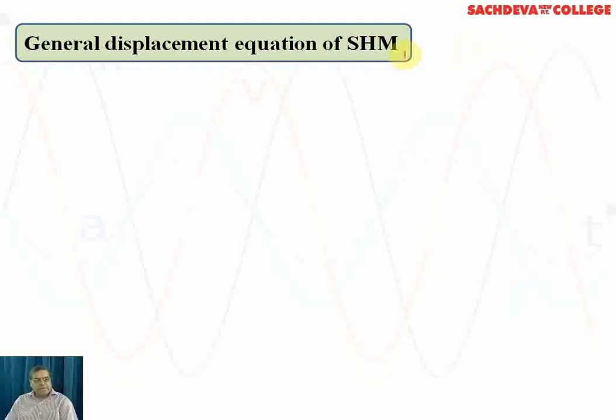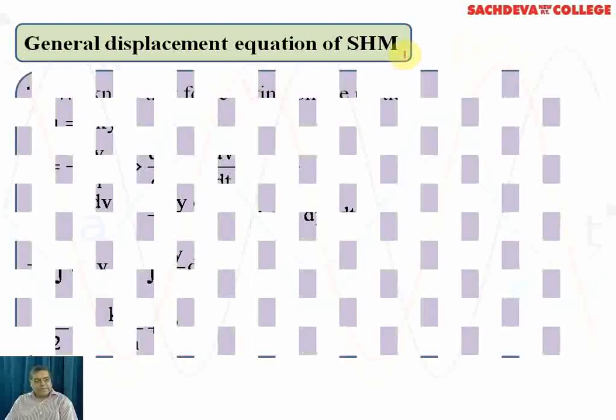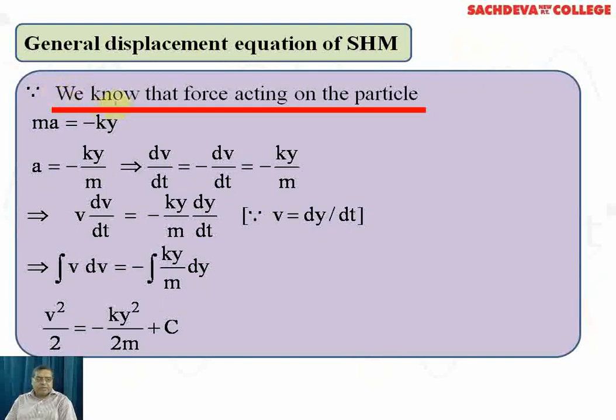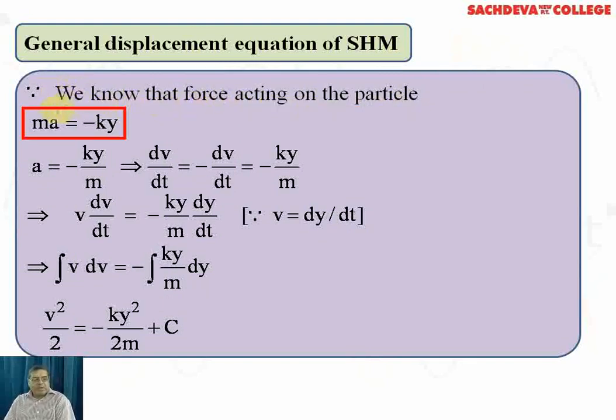Now, the general displacement equation of SHM. We know that the force acting on the particle is mass into acceleration by the second law of motion, but otherwise in oscillatory motion it is minus ky. So A is calculated as minus ky over m. Then we take the modulus, because acceleration is a scalar quantity here. So A is equal to ky over m.